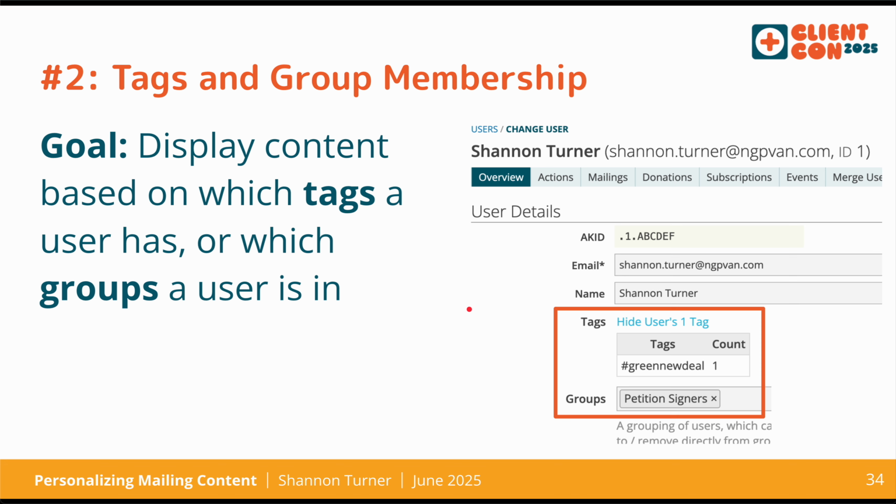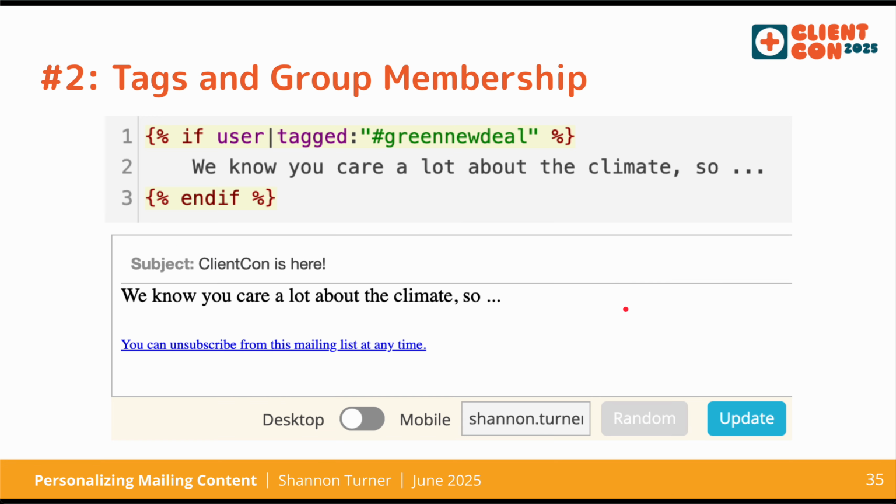So let's take a look at another example. For this one, we want to display content based on which tags a user has or which user groups a user is in. In this example, this user has the Green New Deal tag and has also signed at least one petition. You can customize your mailings based on a user's tags. So in this example, if this user is tagged with Green New Deal, then we're going to show the content: We know you care a lot about the climate.